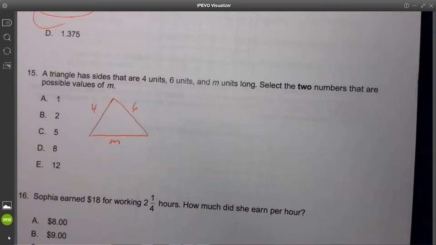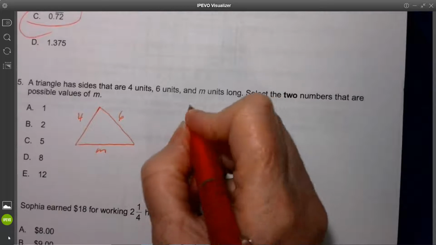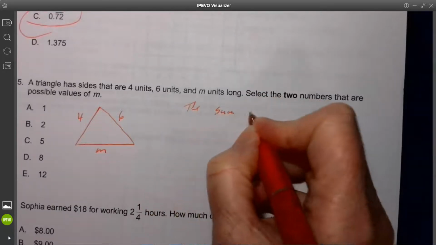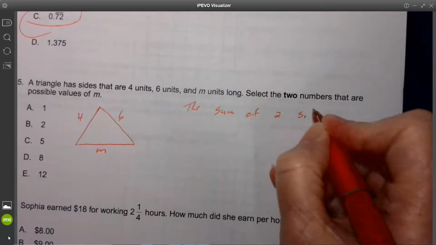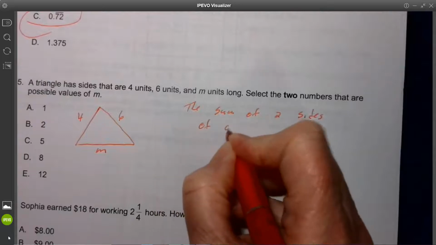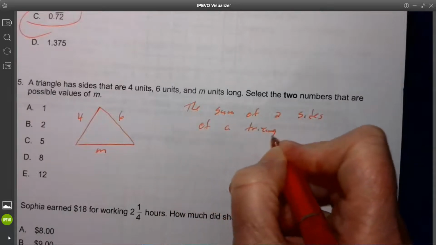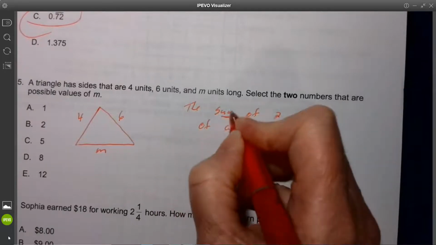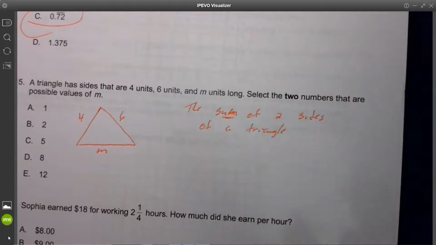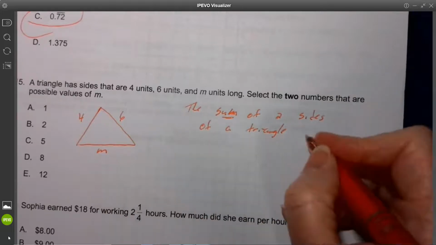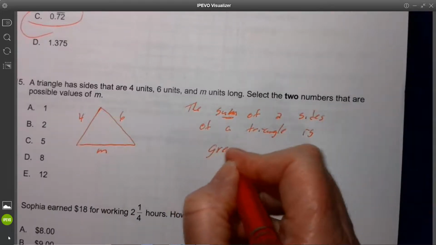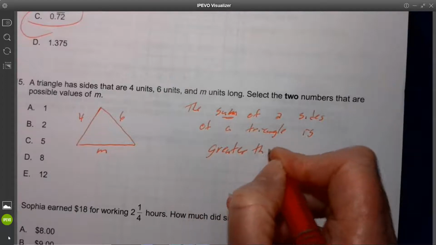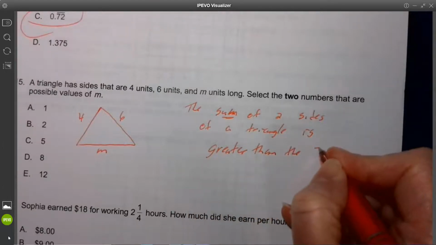Here's the thing you need to know on this one. And this is a geometry concept that you'll learn. You probably already learned it once, but if you were like me, I forgot it. So I looked it up. And here's the concept you need. The sum of 2 sides of a triangle, and remember, sum means that I'm going to add them together, what's the answer after I add, is greater than, so bigger than, the third side.